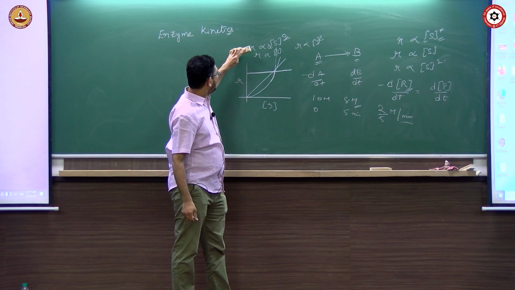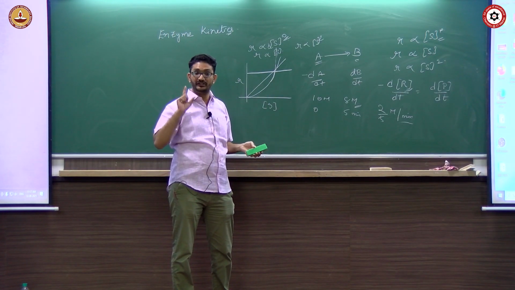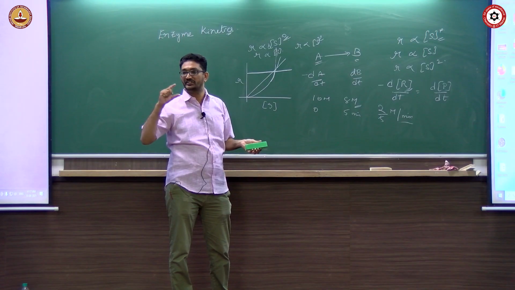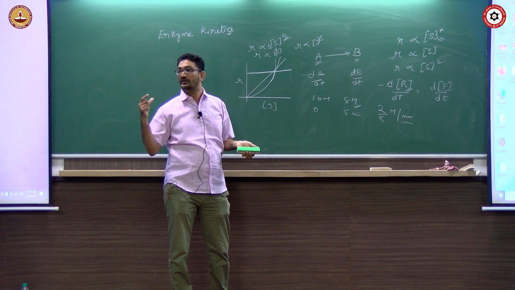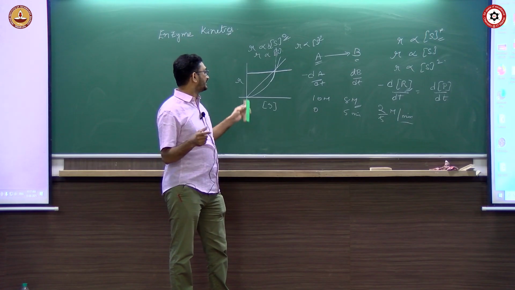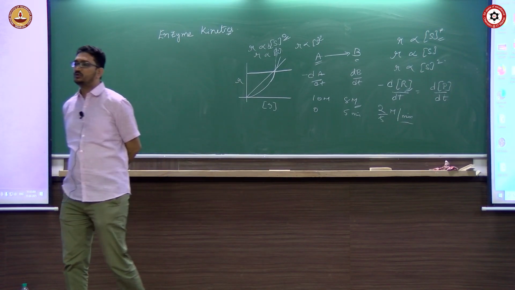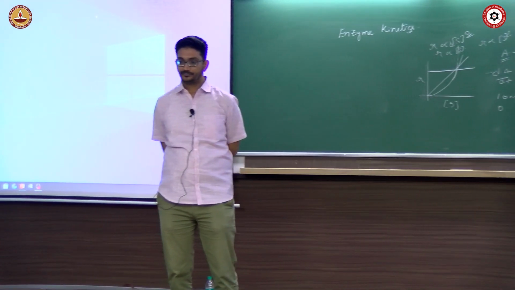But what information do you get by determining the order of the reaction? The order of the reaction is only determined experimentally. You cannot, just by looking at the reaction, determine the order of a reaction. Molecularity you can determine, but order of a reaction can never be done that way. So what is the use of determining the order of a reaction?